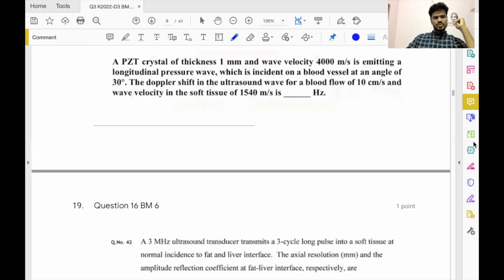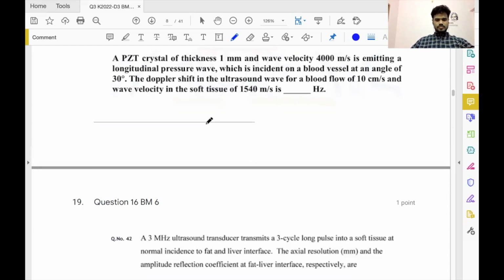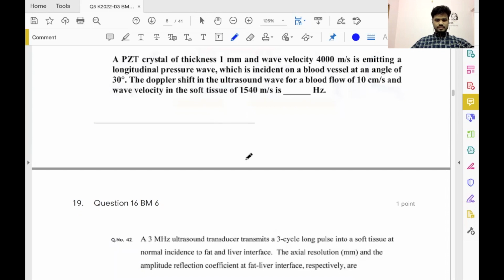Okay. So yeah, this question, can someone help Prabha or Mishta, can you help? Okay, PZT crystal of this match, how do we solve this? So again, it's the same problem essentially, right? Doppler shift in ultrasound wave for a blood flow of 10 centimeters, wave velocity is this, at an angle of this. So again, it's the same formula.